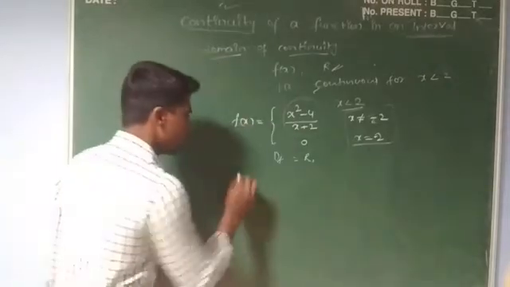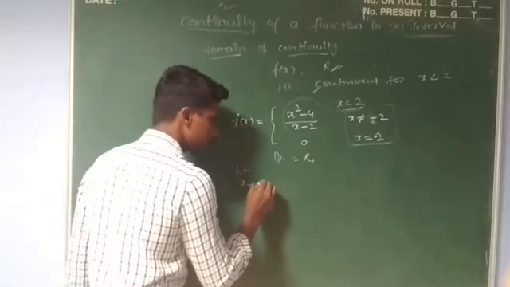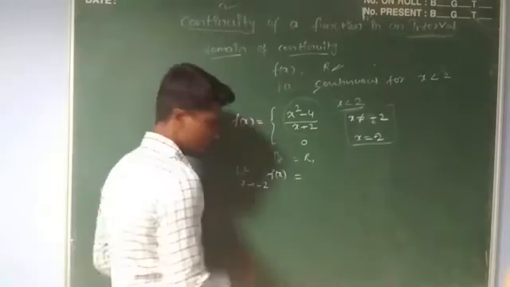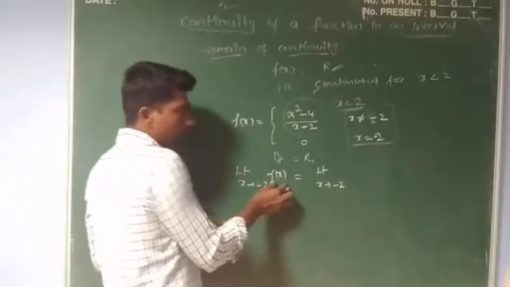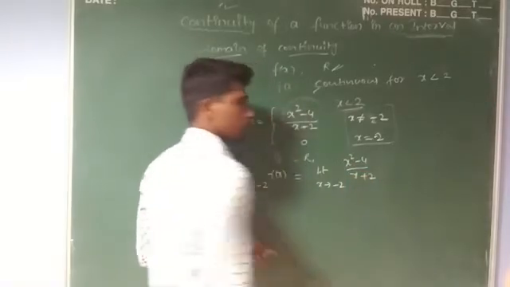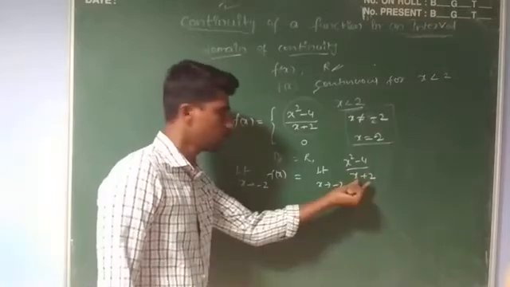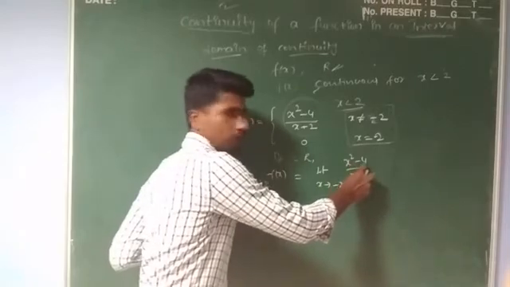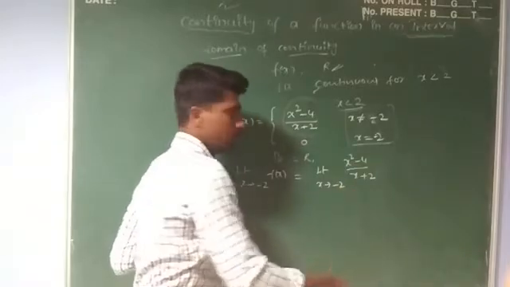Check it. Limit x tending to -2 of f of x is equal to the limit x tending to -2 of x square minus 4 by x plus 2. If I substitute -2, the square is 4, 4 minus 4 is 0, so we get 0 by 0, an indeterminate form. So we have to find the limit by taking its factors.